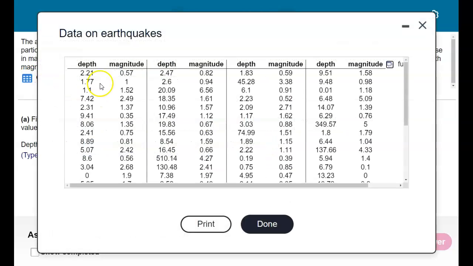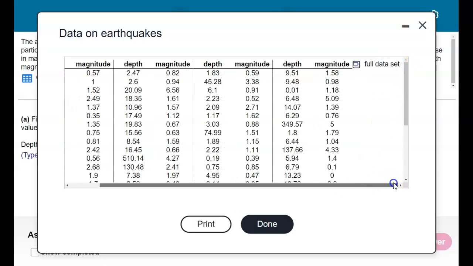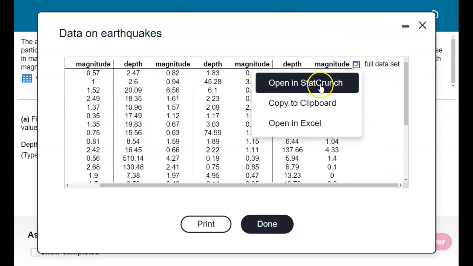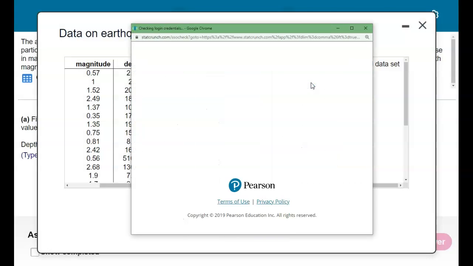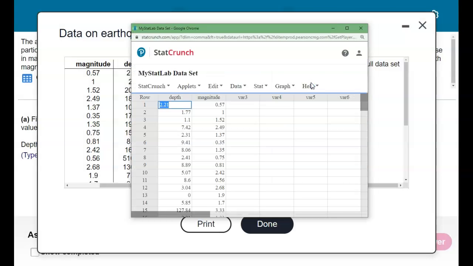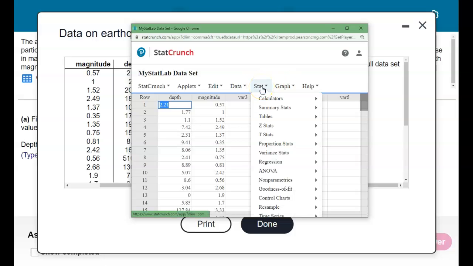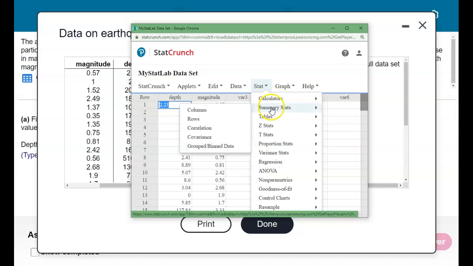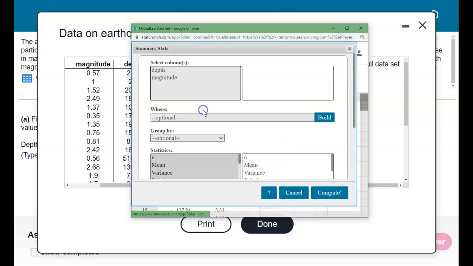Okay, so I'm going to go back to the table, and over here this small icon that says full data set, I can open up this data in StatCrunch. Now you saw there were some other options, but I want to show specifically StatCrunch because that's what this program is kind of made for, for my math lab. So the next thing I'm going to do is select Stat, or just hover my mouse over Stat, and hover my mouse over Summary Statistics, and select Columns.